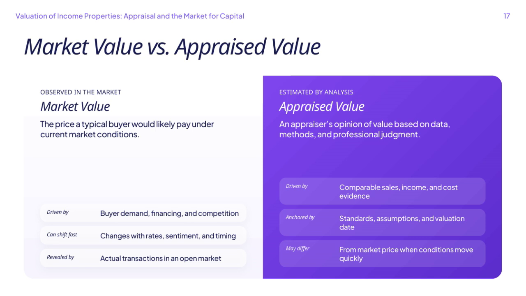To sum up, market value is observed directly in the market and can shift quickly, while appraised value is estimated through analysis, anchored by standard methods and assumptions, and may differ from market price when there's volatility. Understanding both values is crucial when valuing income properties and navigating capital markets.